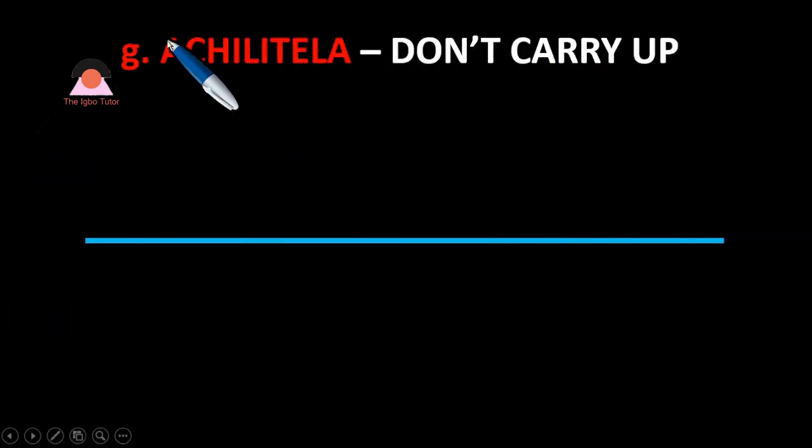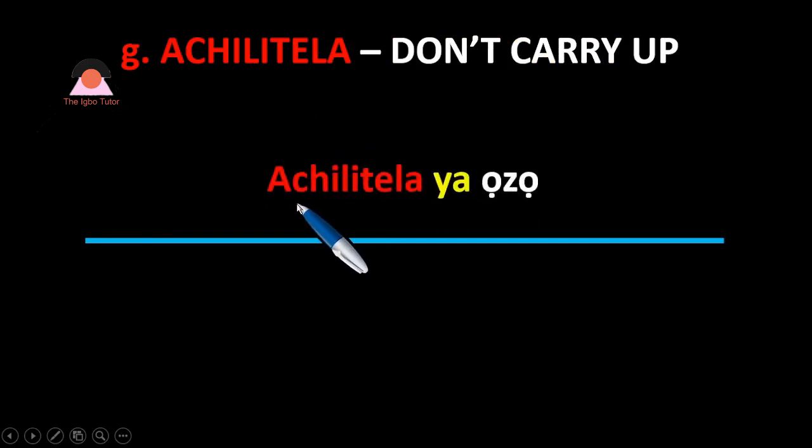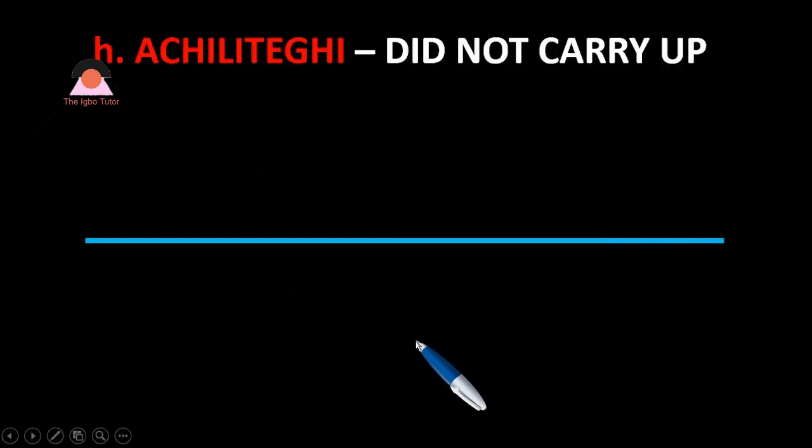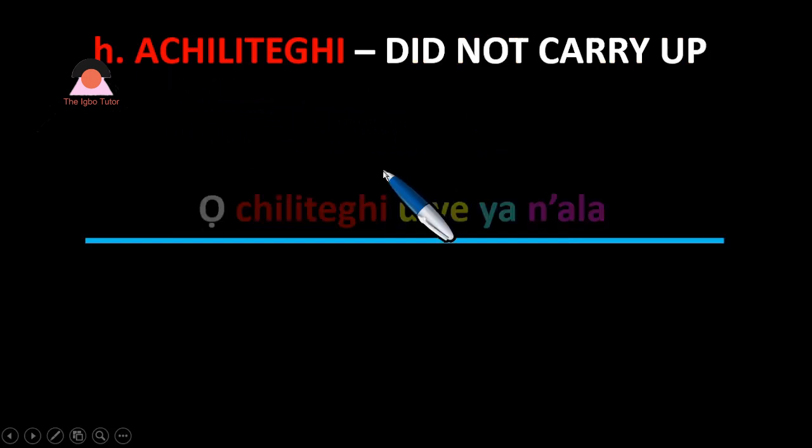We move on to achilitela, don't carry up. Sentence example now. Achilitela ya ọzọ. What does this mean? Let's see. Don't carry it up again. Perhaps it's already gone bad. Look at this. A report. Achilitei, did not carry up. Sentence example.